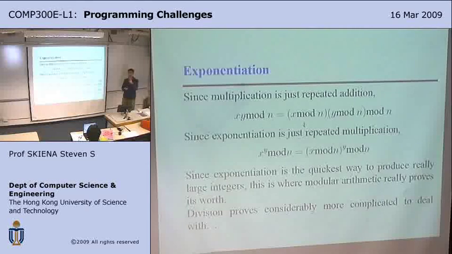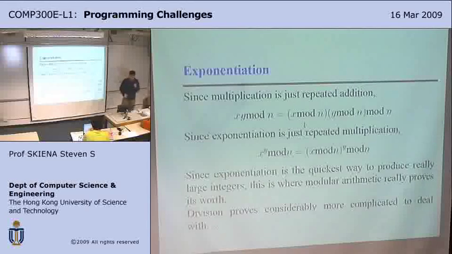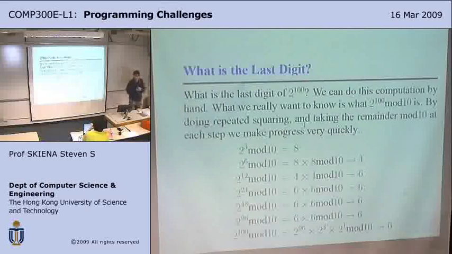This is another thing that comes up in the RSA algorithm. When you implement the RSA algorithm, you need to do things like exponentiating things mod some power. And this is the kind of trick that you would use to keep those numbers small. Any questions? So how do you compute what the last digit of 2 to the 100th is?